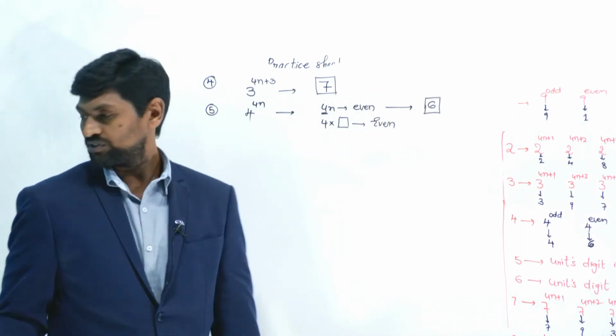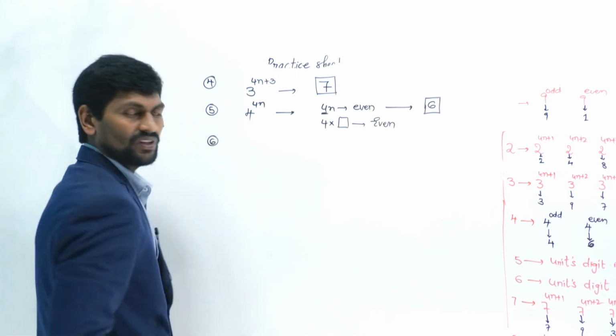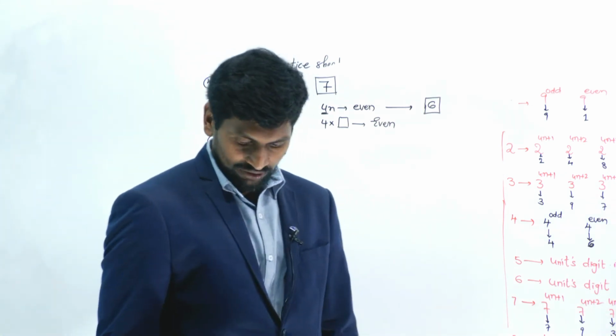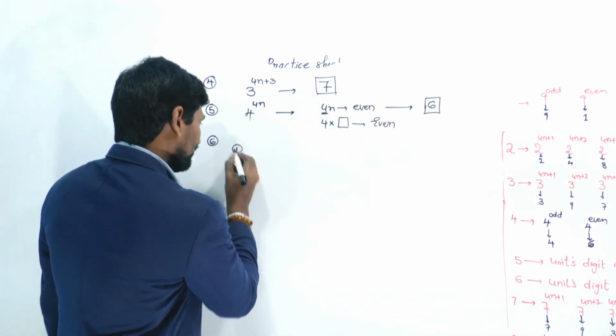Okay, let us go to the next problem. Problem number 6. Among the following numbers, which are divisible by 6? What are the numbers given here?